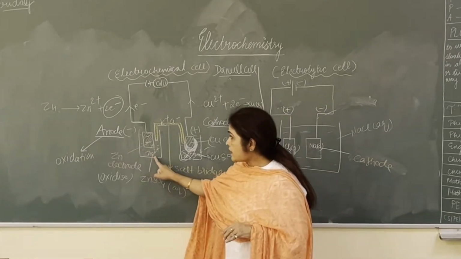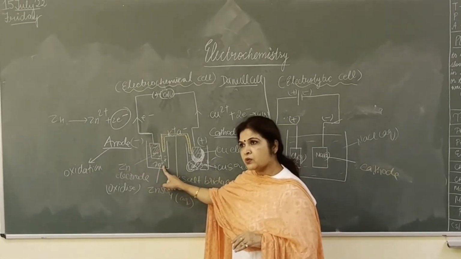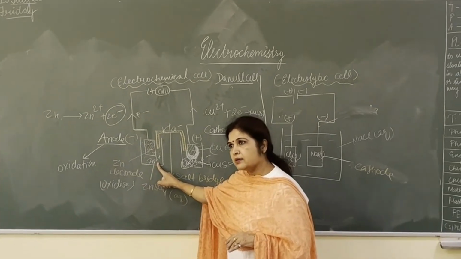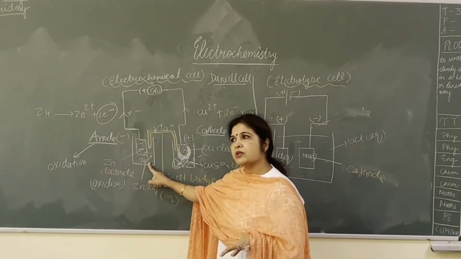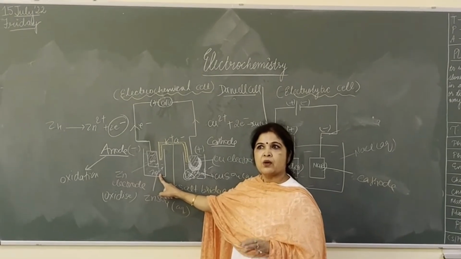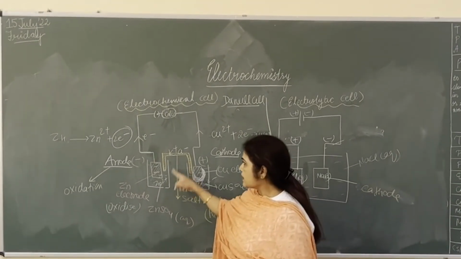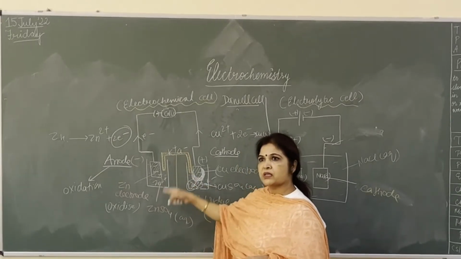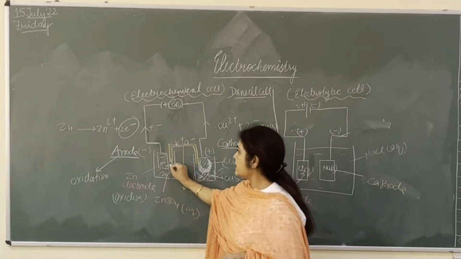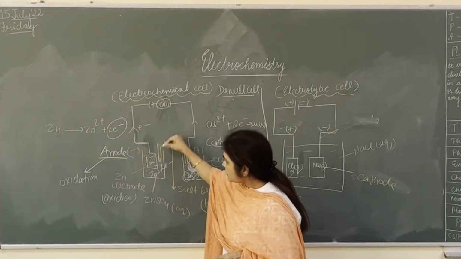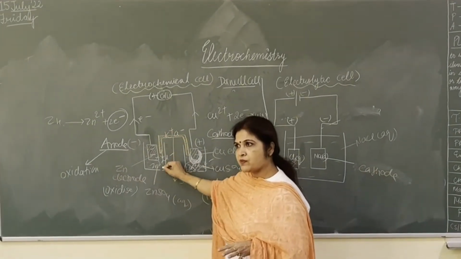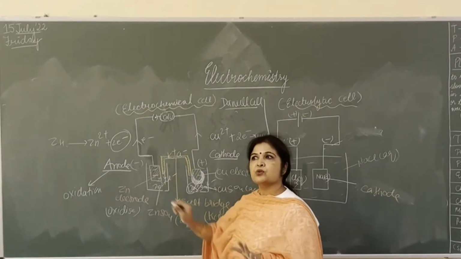When the zinc cation concentration is more, what is required? Anion. Cation ज़्यादा है, हमें उसको न्यूट्रलाइज करने के लिए क्या चाहिए? Anion. We will get anion from where? From salt bridge. So what is coming from salt bridge? What will come out? क्या निकलेगा? Cl minus. So now there will be ion flow. Cl minus will flow, that combines with zinc to neutralize it.